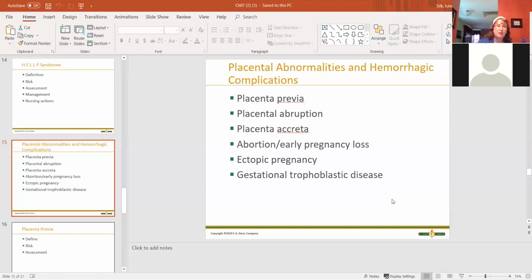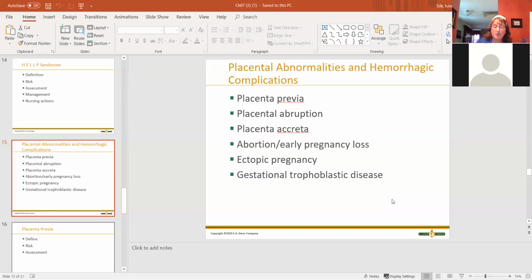So basically, with placenta previa, the placenta's over the opening where the baby would come out. So it's towards the bottom of the uterus. And this means that your biggest concern is bleeding, and you would have to deliver with a cesarean, most likely.